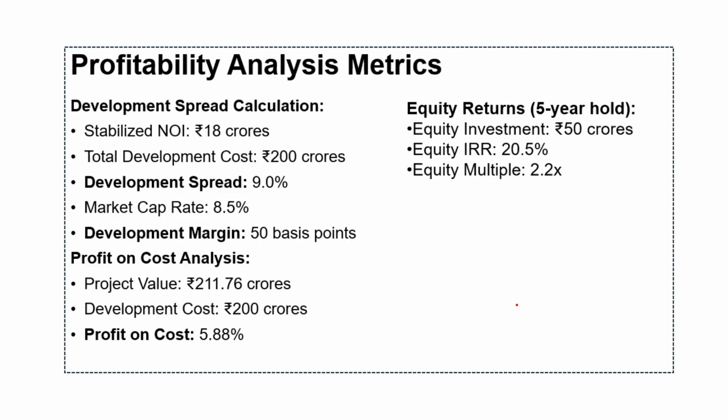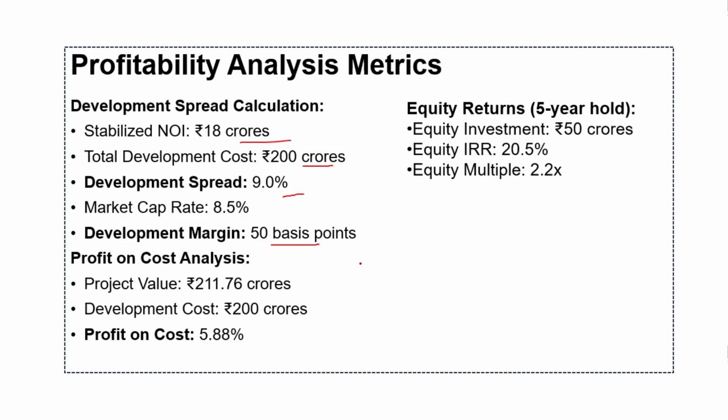Development spread calculation compares stabilized NOI to total development cost. Our example shows stabilized NOI of 18 crores and total development cost of 200 crores, yielding a development spread of 9%. Market cap rate of 8.5% represents the return available from acquiring existing stabilized properties. Development spread of 50 basis points above the market cap rate indicates the development premium that compensates for development risk and project management efforts.